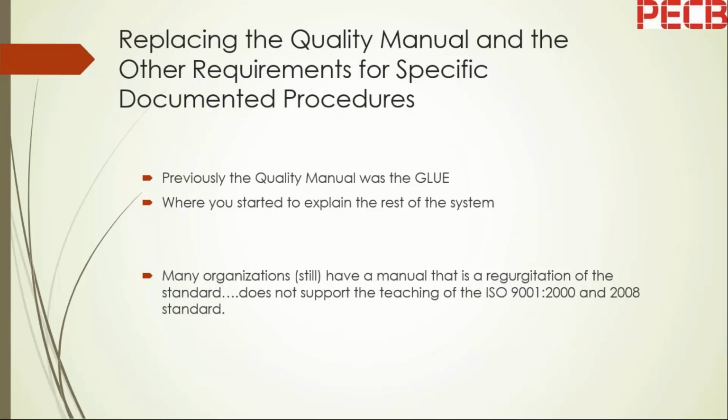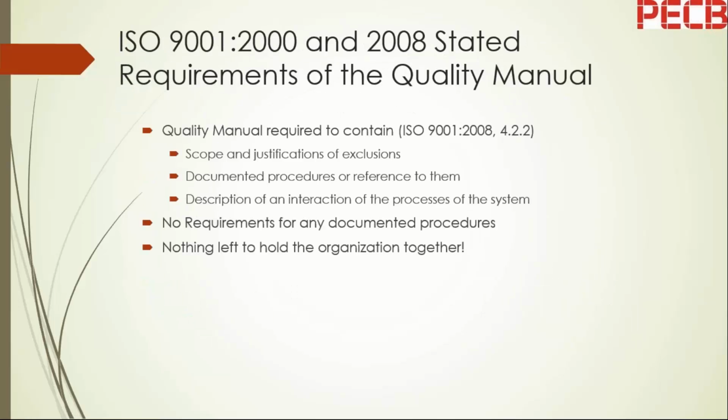Many organizations still today, after 15 years with the 2000 and 2008 standards, will still have a manual that is a regurgitation of the words of the standard. And it has little to no value to the management system or to the organization. 2000 and 2008 tried to break this and specifically told us what the manual should contain. If you remember in your old 9001:2000 and 2008, it specifically told us what that manual should contain.